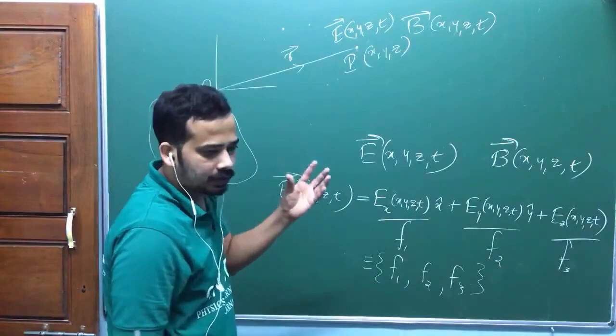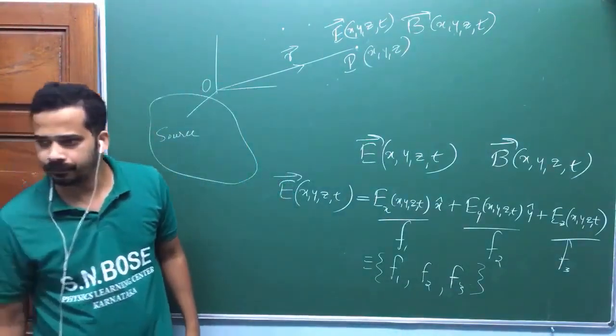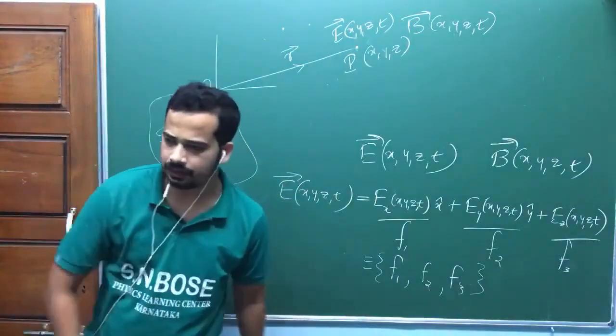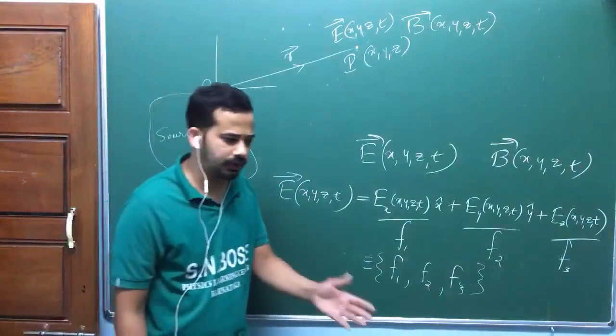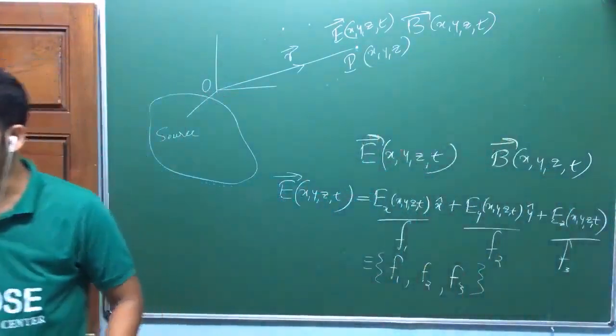Now these are vectors. How do you visualize these vectors? How do you visualize this vector field? Again, how do you define a field in the first place? What do you mean by field? These are vector fields, but a scalar field can also be there. How do you define a field?